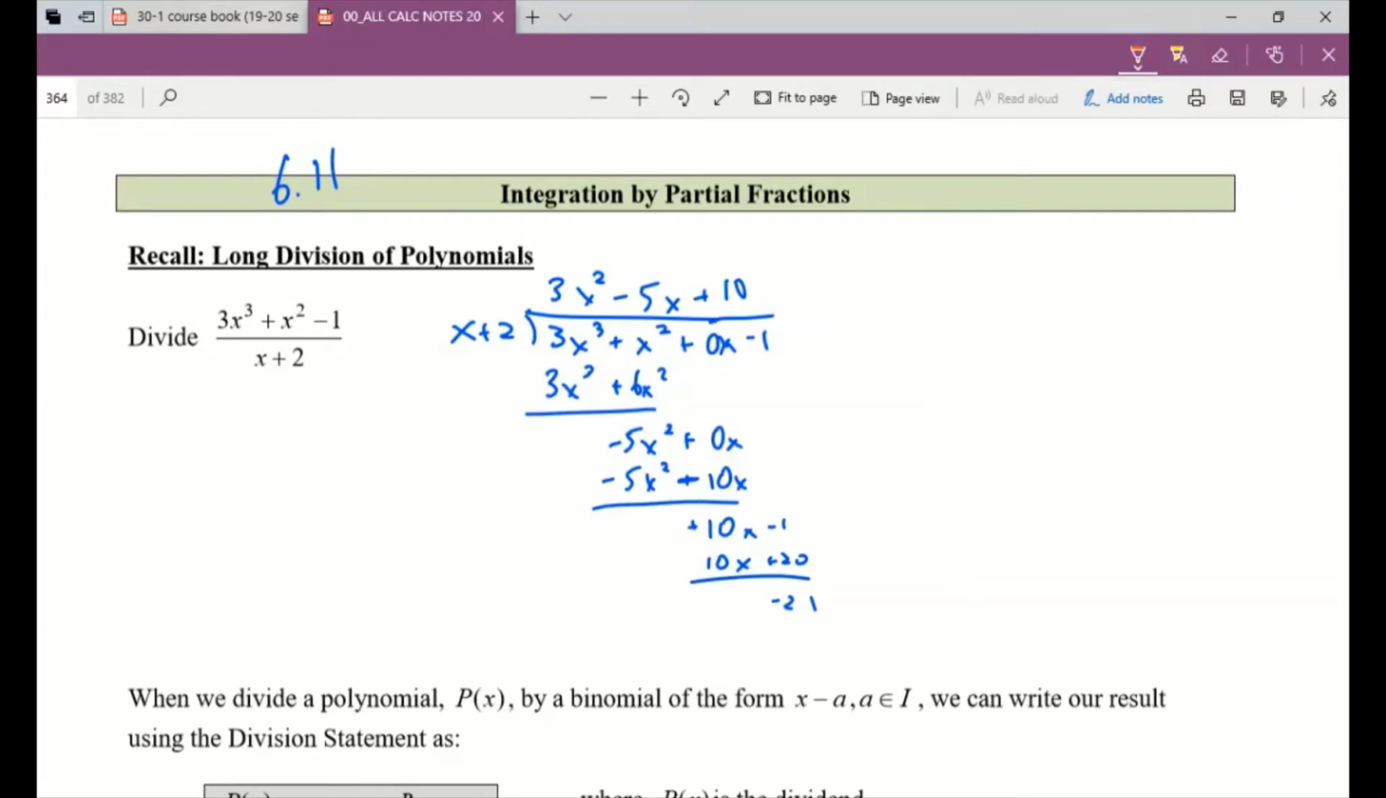Our division statement says, therefore, the question as it was posed, this rational expression, is actually equal to our quotient, which is 3x squared minus 5x plus 10. And then our remainder ends up being minus 21 over x plus 2, our remainder divided by our divisor.